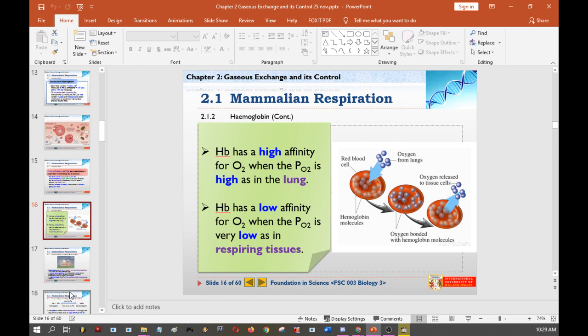Hb has high affinity for O2 when PO2 is high in the lung, and low affinity for O2 when you are in the respiring tissues. This means that when in the lungs, it will really easily soak up all of the O2, and then when it goes to your tissues, it will really easily release the O2 to give it to your starving cells and tissues.